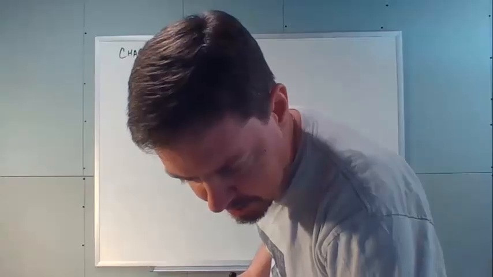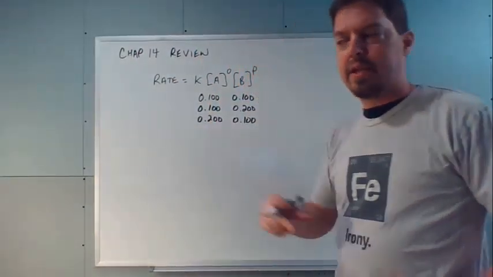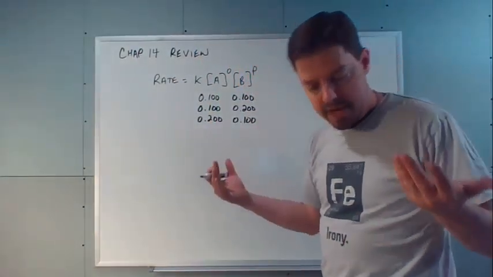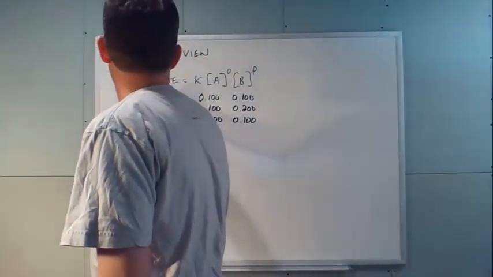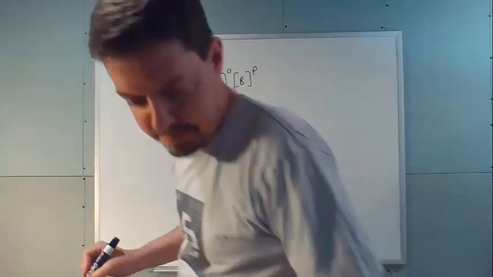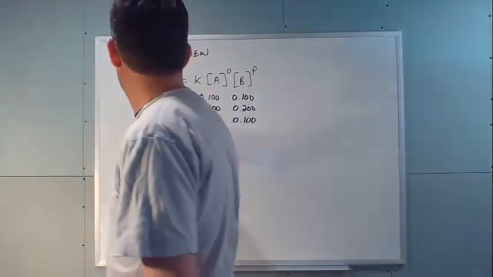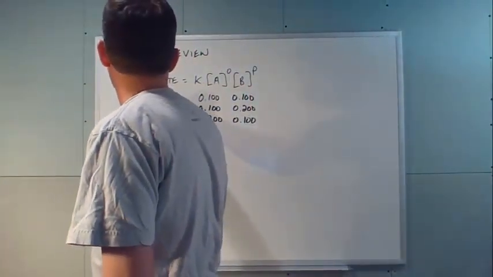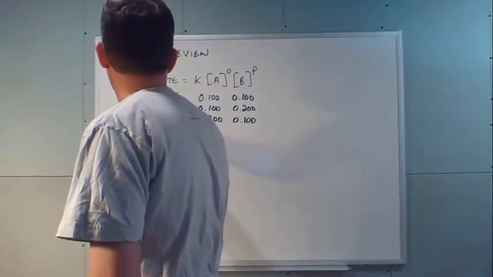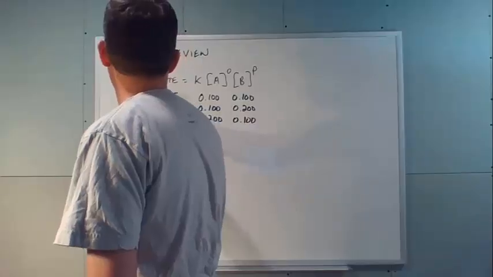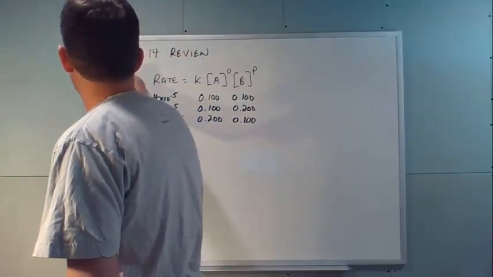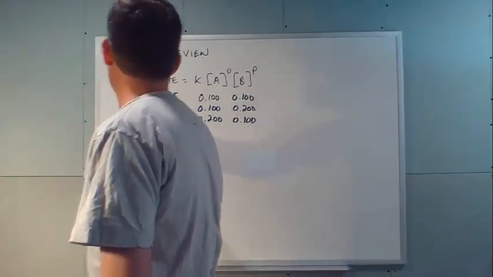So the method of initial rates is a way of saying, okay, when we start, here's what the initial rate is. So they give you that, and they say this one's 4 times 10 to the minus 5. And the next one is 4 times 10 to the minus 5. And the last one is 16 times 10 to the minus 5. So this is experiment number 1, 2, and 3.